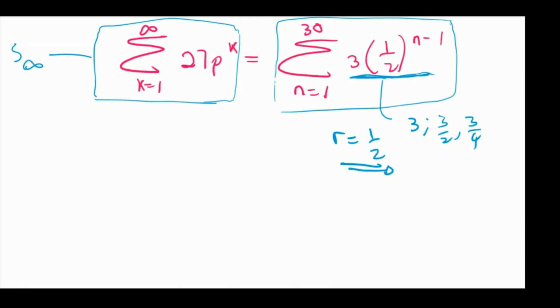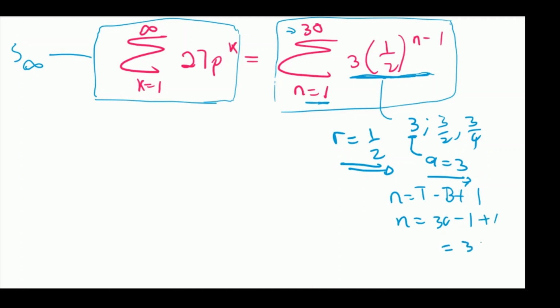We already know our r, and we already know our a, which is equal to 3. What we need to note is that we will find our n very easily, because n is equal to top minus bottom plus 1. So n is equal to our top value, which is 30, minus our bottom, which is 1, plus the 1, so it's going to be 30. So we have everything for this side, and let's just find the first three terms of this one here.